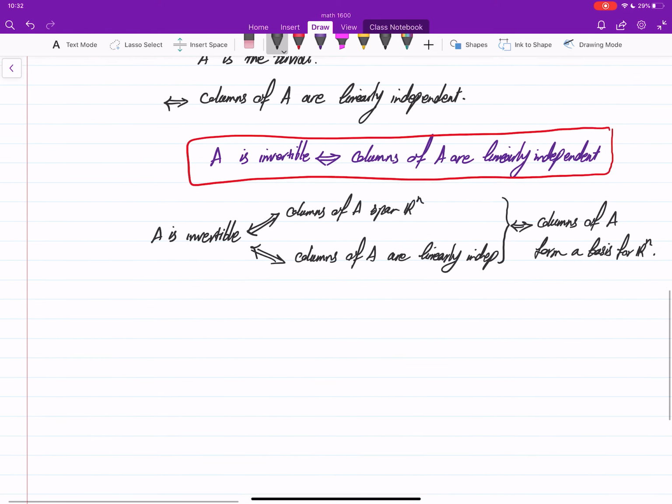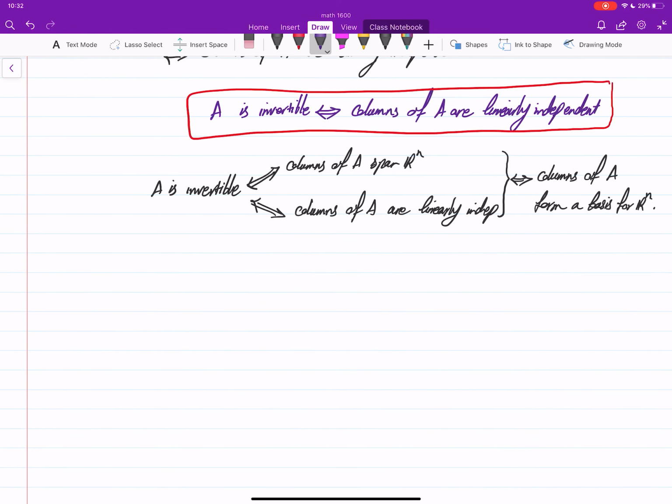Well, that's a nice version. Let me write it separately also. A is invertible if and only if the columns of A form a basis for Rn.